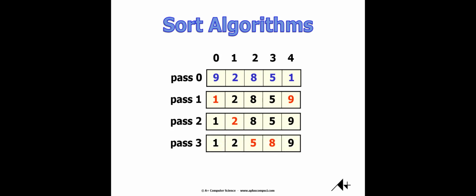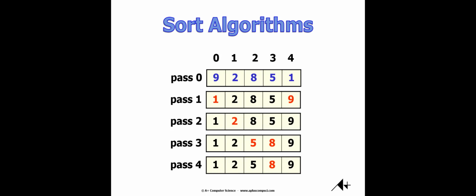Then when we go to pass 3, 5 was in position 3. It needs to be in position 2, so it switches the 5 and the 8. And then the 8 is where it should be after pass 4. And then there's nothing to do after that because that would be the final check. So that's what selection sort is doing.